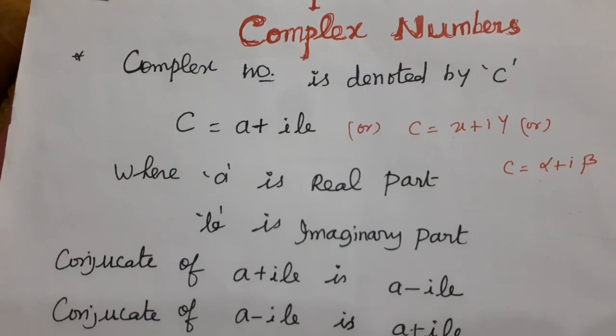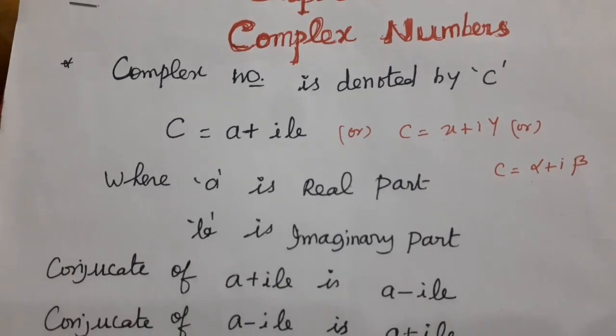What is meant by a complex number? A complex number is denoted by C. C equals A plus iB, where A is the real part and B is the imaginary part. The conjugate of A plus iB is nothing but what? A minus iB. The conjugate of A minus iB is A plus iB. So i is called the imaginary unit.